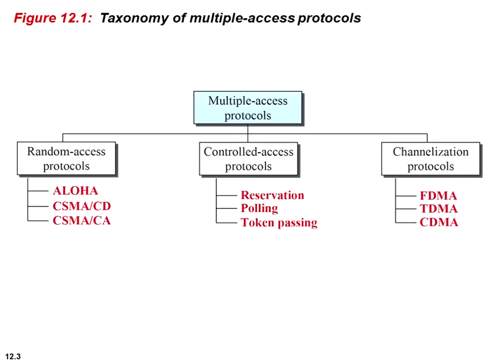So in this figure, you can see that we have categorized them into three groups. The first group is the random access protocols, the second group is controlled access protocols, and the third group is channelization protocols. So the first group, that is random access protocols, has four protocols: ALOHA, CSMA. Here there's one mistake. Here we have CSMA also.